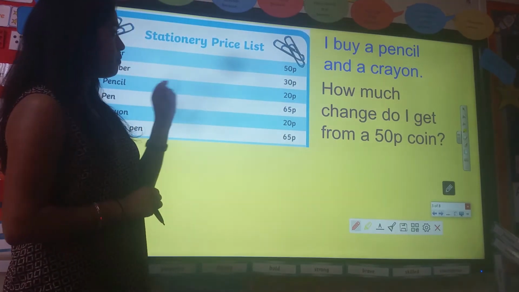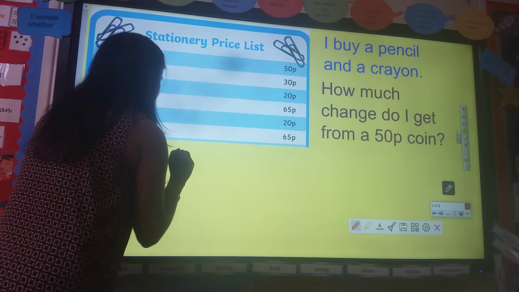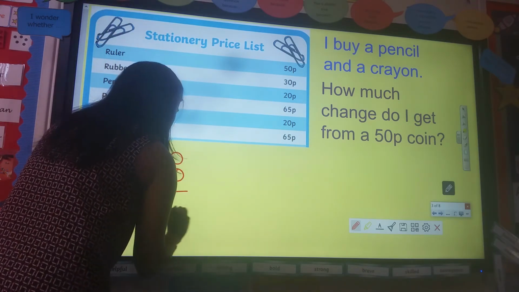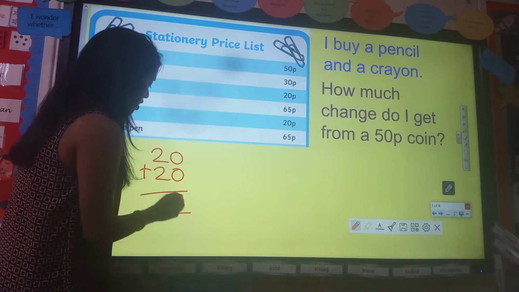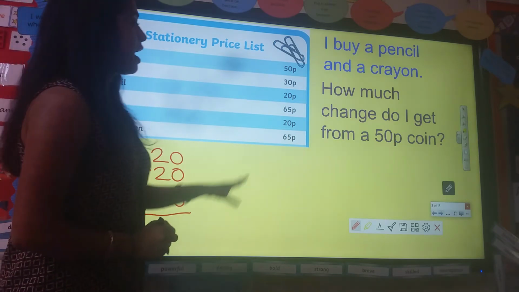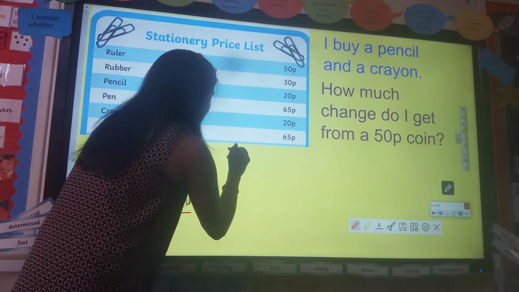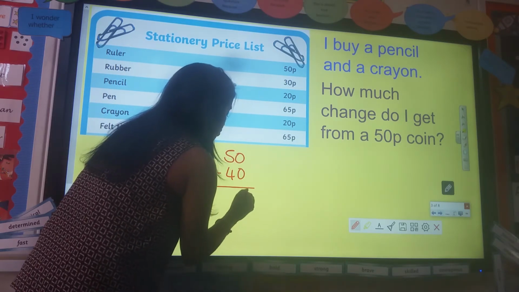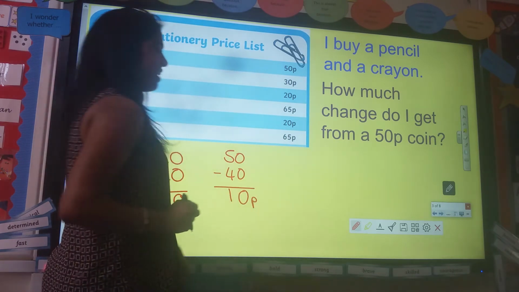okay? So I bought a pencil and a crayon. So a pencil costs 20p and a crayon costs 20p. So I need to add them up together in total. So again, we're recapping what we've already done. So 0 plus 0 is 0, 2 plus 2 is 4. Okay, so in total, I need 40p, and I need to find out how much change I get from a 50p coin. And here is when we take away. So 50 minus 40, 0 minus 0 is 0, 5 minus 4 is 1. My answer is going to be 10p.